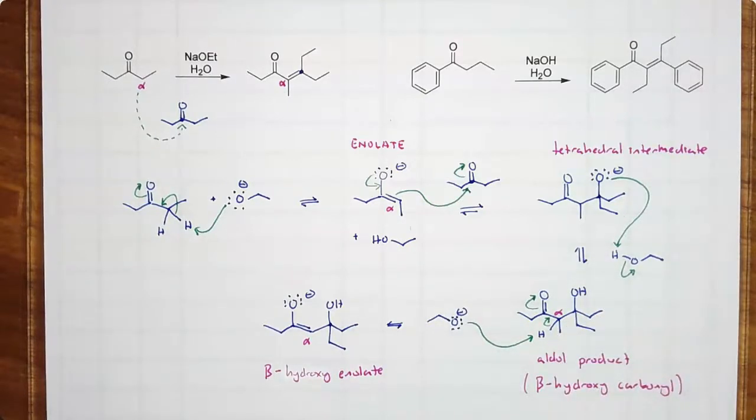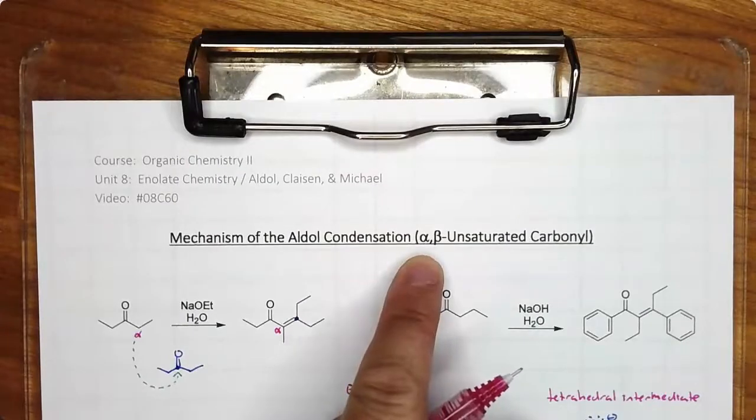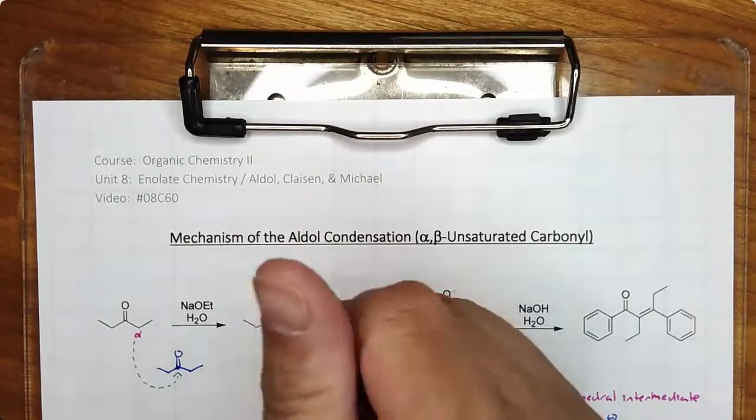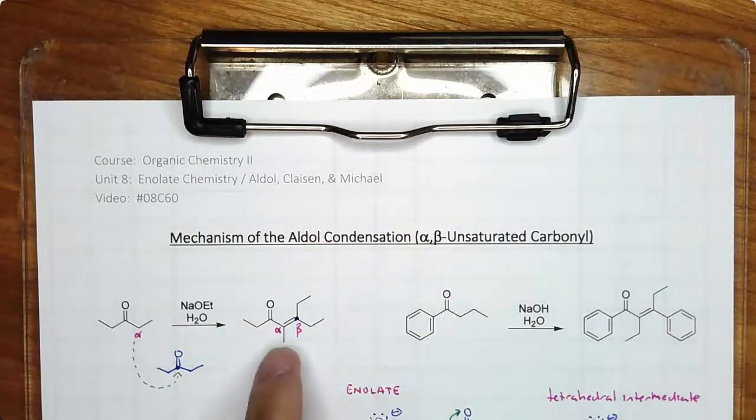This one I do typically remember because my final product is not the beta hydroxy carbonyl, it's the alpha beta unsaturated carbonyl. See how it's unsaturated? You have a double bond between alpha and beta.